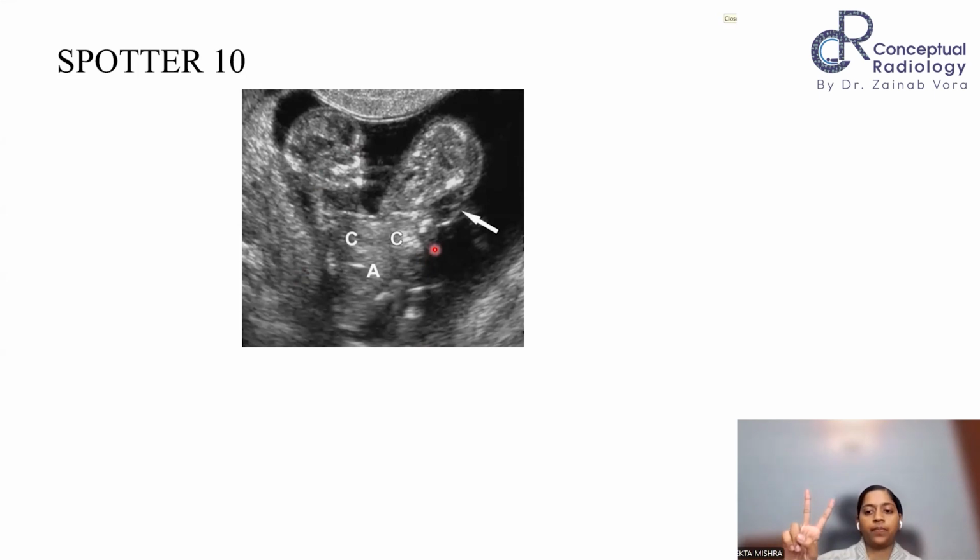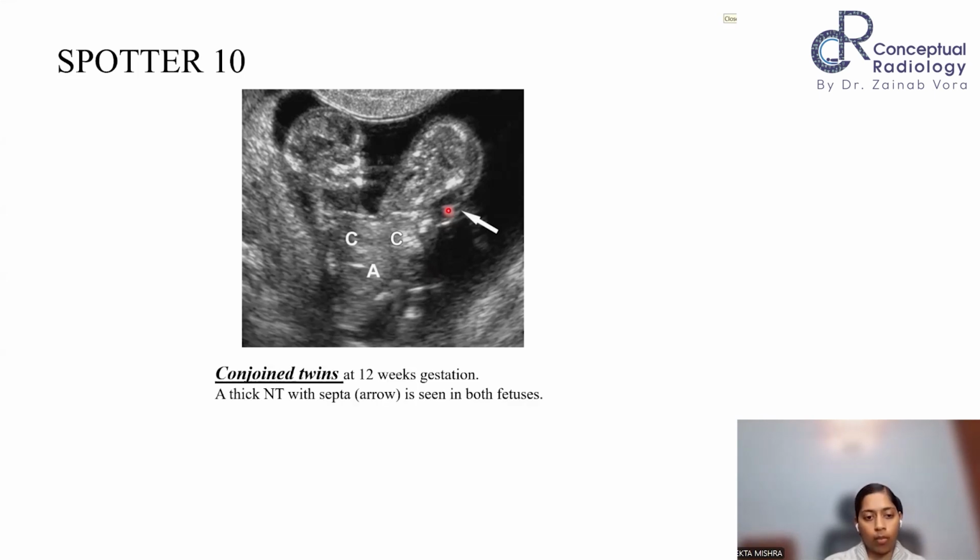2 findings. Excellent. Conjoined twins. So this is again an NT and NB scan. What is this? Diffuse subcutaneous edema, septated cystic hygroma. Very good. So NT is thickened.